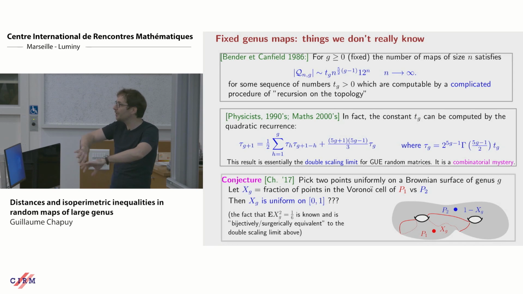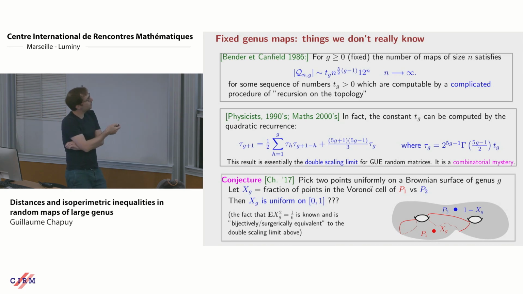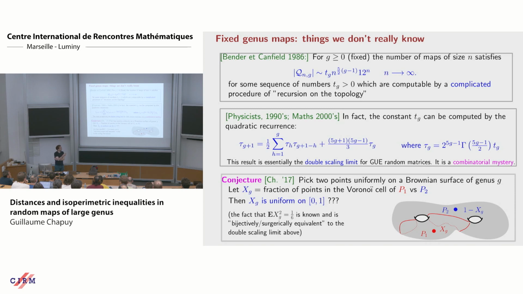So you split your map in two, with the points which are closer to point P1 and the points which are closer to point P2. And you call xg the fraction of points in the Voronoi cell of the first point, P1, and 1 minus xg the rest. So maybe this is 30% and this is 70%. So you take your map and your 2 points at random and you have this variable xg. And the conjecture is that it is uniform on [0, 1].